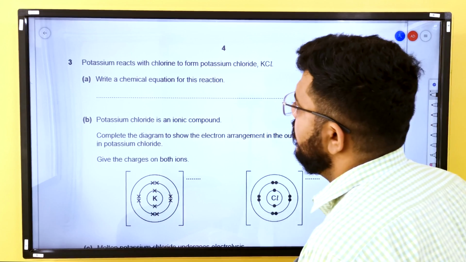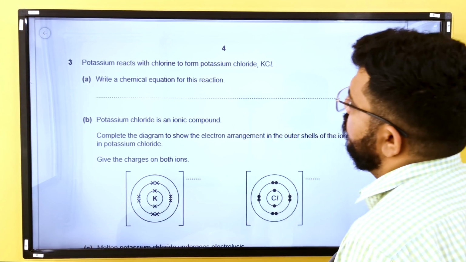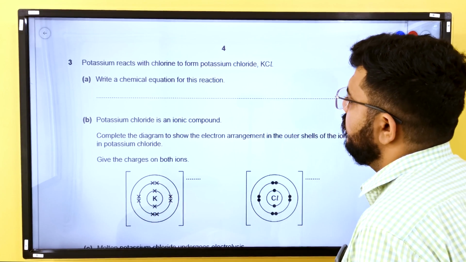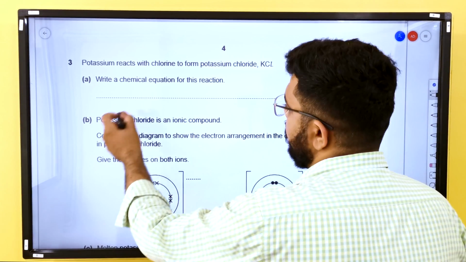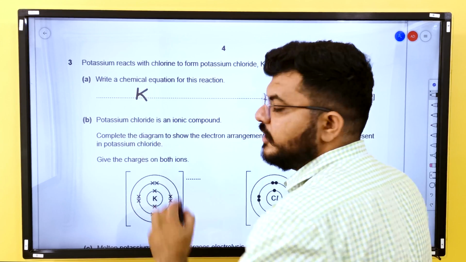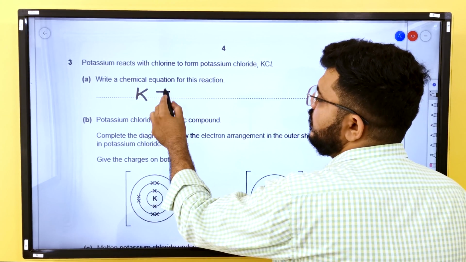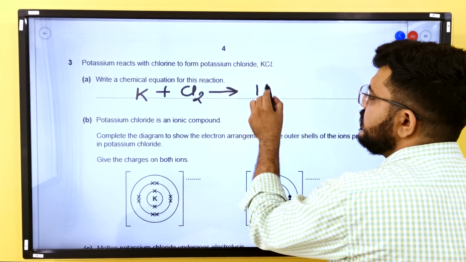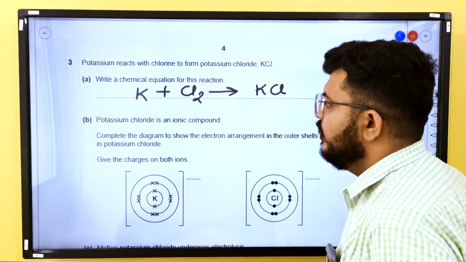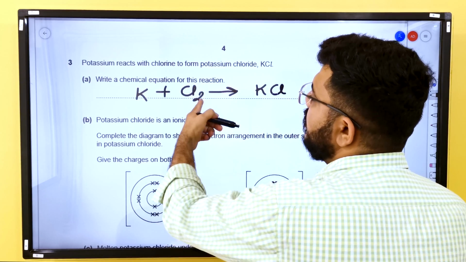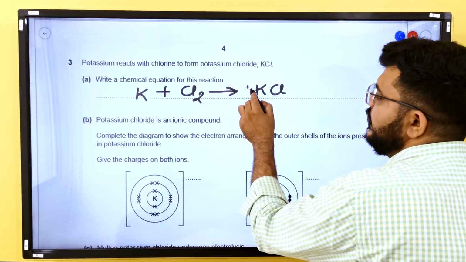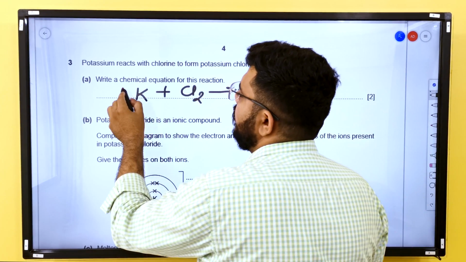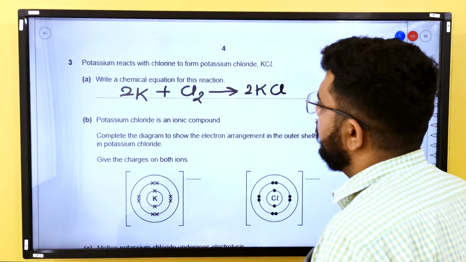Right? Question number 3. Potassium reacts with chlorine to form potassium chloride, KCl. Write a chemical equation for this reaction. Okay, it's simple. Potassium is a metal, so it's just K. Chlorine is a diatomic gas, so I'll write Cl2. This will form KCl, right? Each of them will lose one electron. But there are 2 chlorine. So to balance that, I need to write 2 KCl here. And to balance 2 potassium here, I'll write 2 here, right?